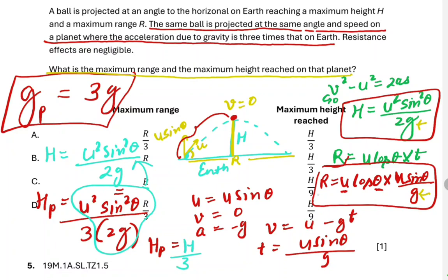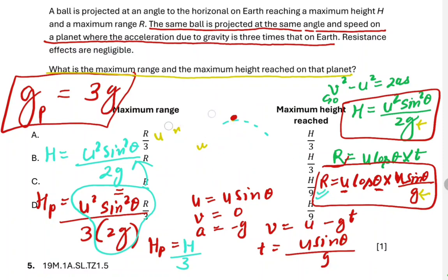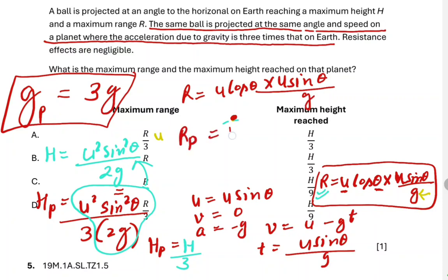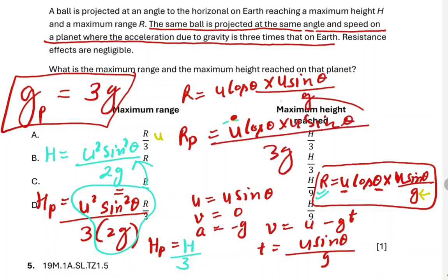Now let us see what happens to range. The formula for range is u cos theta into u sine theta over g. Again, g is in the denominator. I'm going to replace g by 3g for the planet, so everything else is the same. The numerator remains the same, g becomes 3 times g. So you see the value of range also gets decreased by a factor of 3. So the range on the planet is going to be range on Earth divided by 3, right?